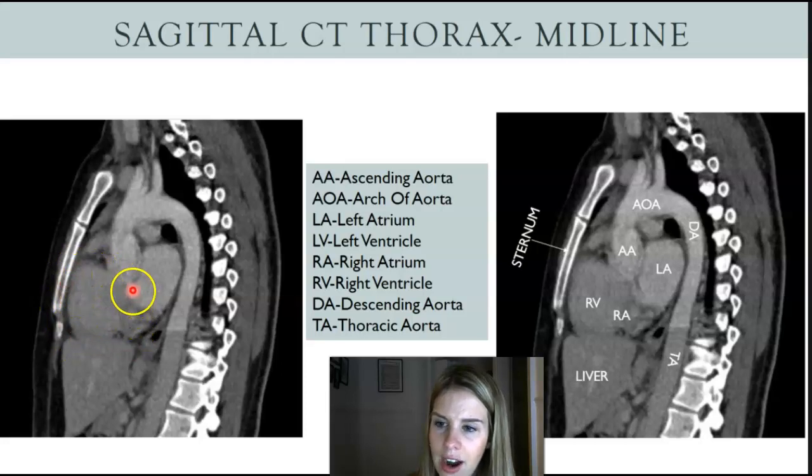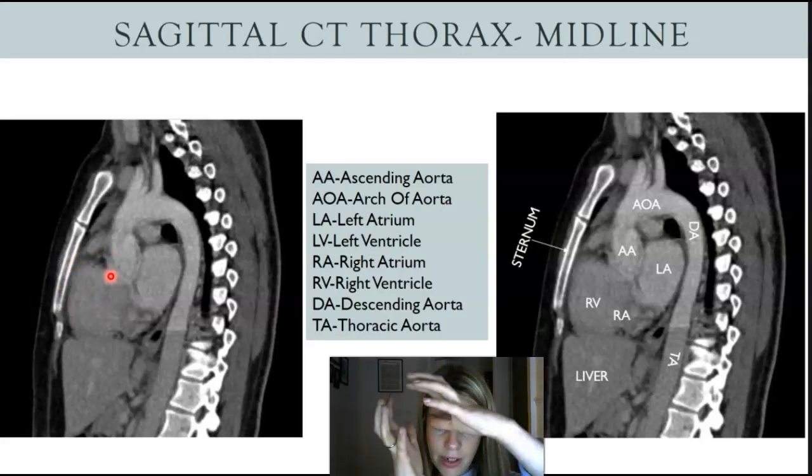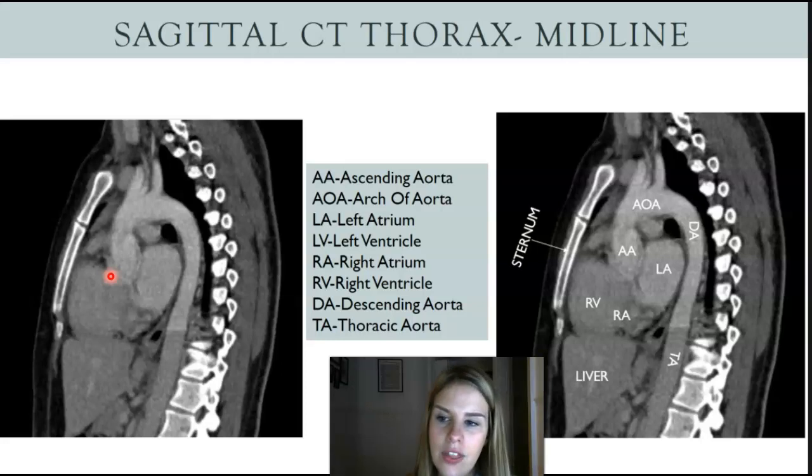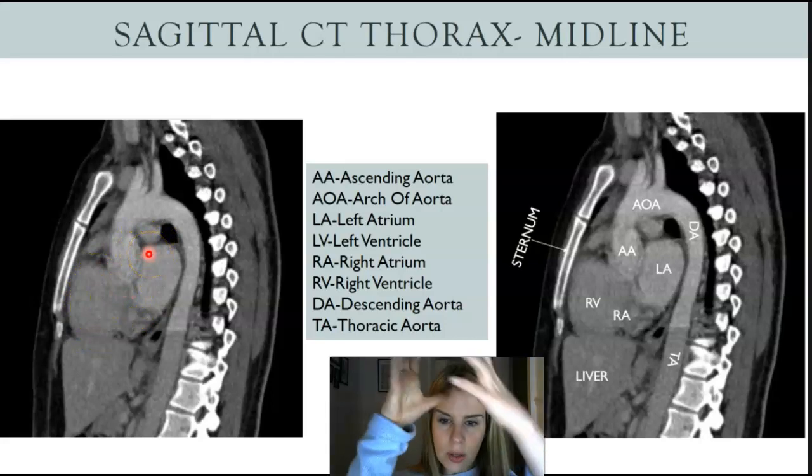Okay, now the heart is a tricky one because the axis of the heart doesn't really align with the axis of the body. It sits, remember, angled, almost like an ice cream cone in the chest. So that's why you can see the left atrium and the right atrium just sitting like that, and then the right ventricle there, but you can't see the left ventricle, and that's because it's not completely straight.